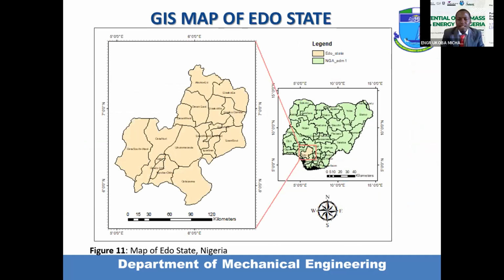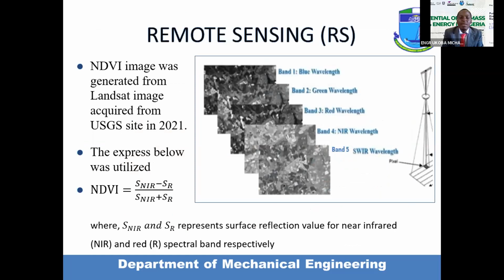We have, on the right of the figure, the map of Nigeria, and the area that is captured shows the Edo State map. Now, the NDVI image is generated from Landsat satellite images acquired from USGS in the year 2021. That is how I generated the image that I used for the Edo State analysis. The expression below was utilized: NDVI equals the surface reflection value for near infrared minus the surface reflection value for the red spectral band, all over the surface reflection value for near infrared plus the surface reflection value for the red. When this analysis is made, we generate what we have for Edo State.